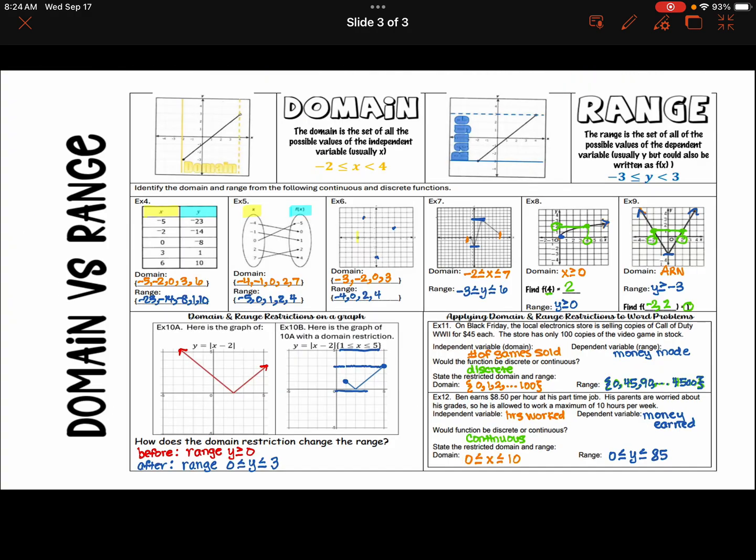All right, and that is the end of looking at independent and dependent variables and using a new vocabulary term, domain, to describe input or independent variables. Range describes output or dependent variables. And then again, we're bringing in that continuous discrete idea from our first lesson. That's the end of today's topic.